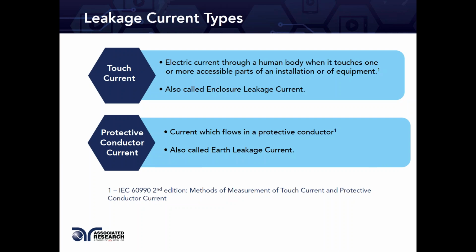And then the second one that we're going to look at today is the touch current. It was also formerly known as enclosure leakage per some test standards. And this leakage current is basically the current that can flow through a human body when they come in contact with one or more accessible parts of an installation or an equipment.